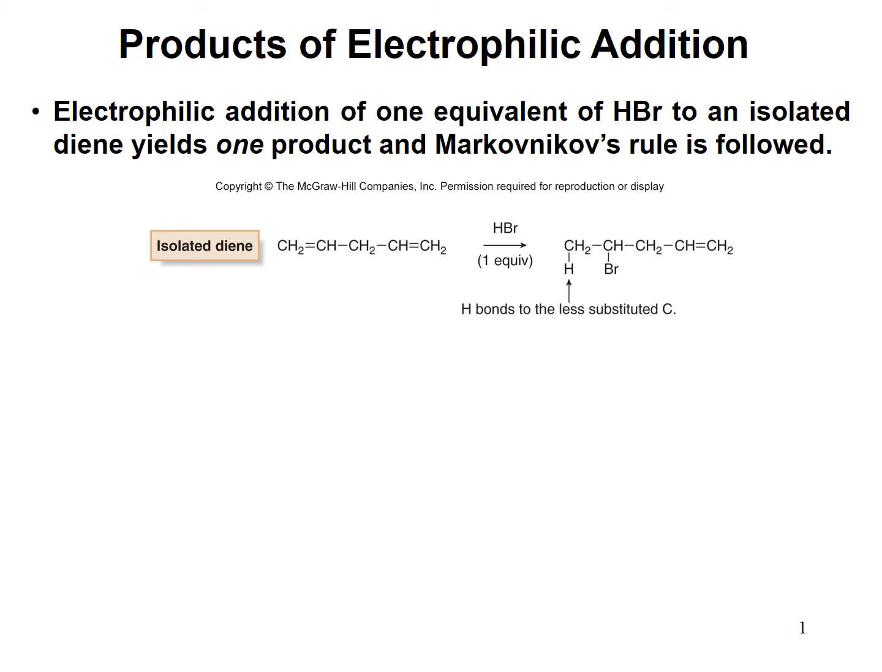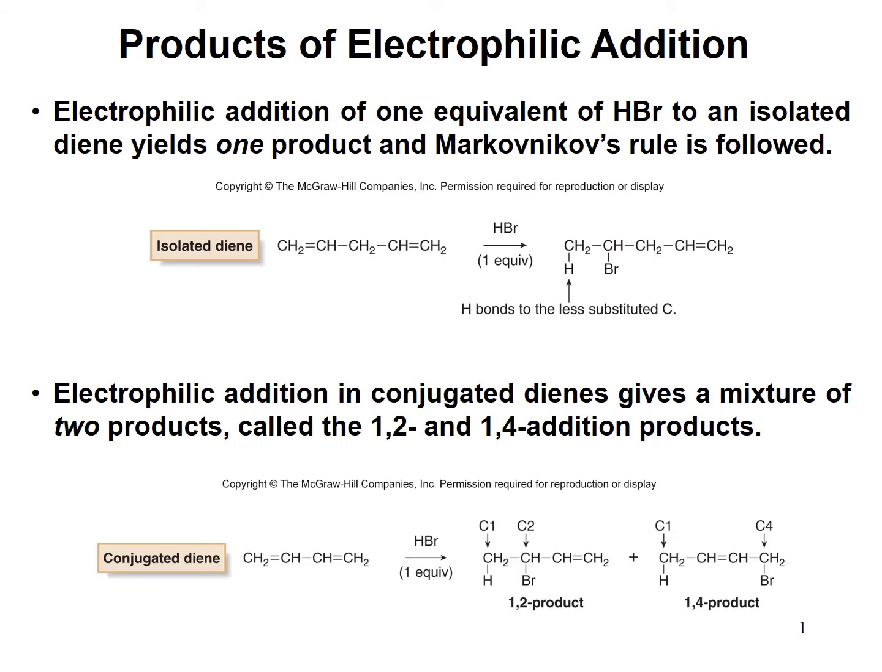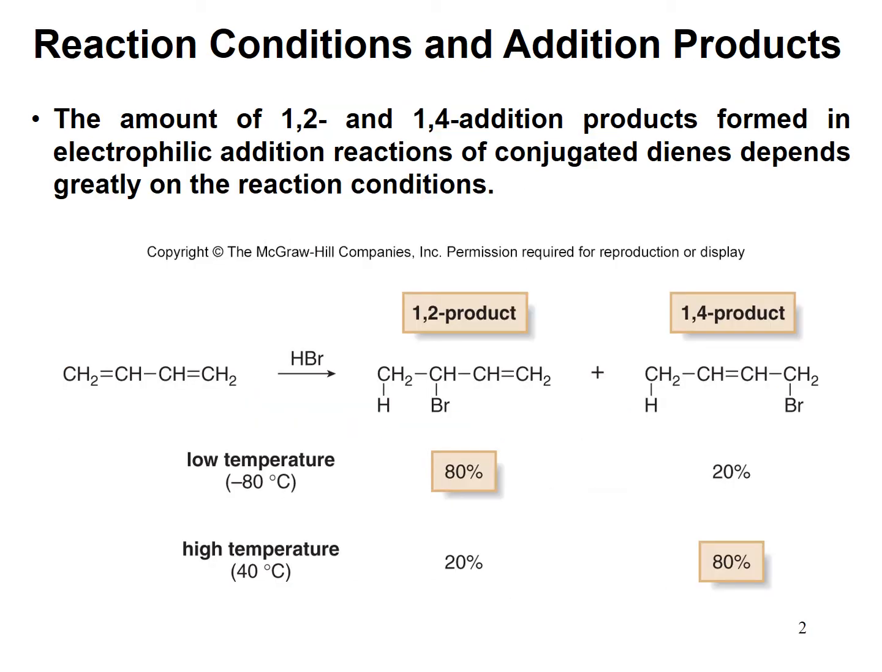The problem that we're going to have here is that even though we follow Markovnikov's rules, we're going to get the possibility of two different products. We can either have a 1,2 addition or a 1,4 addition. And our conditions are going to matter depending on what product we want or we expect to get. So with addition reactions to double bonds, we can either get 1,2 addition or 1,4 addition.